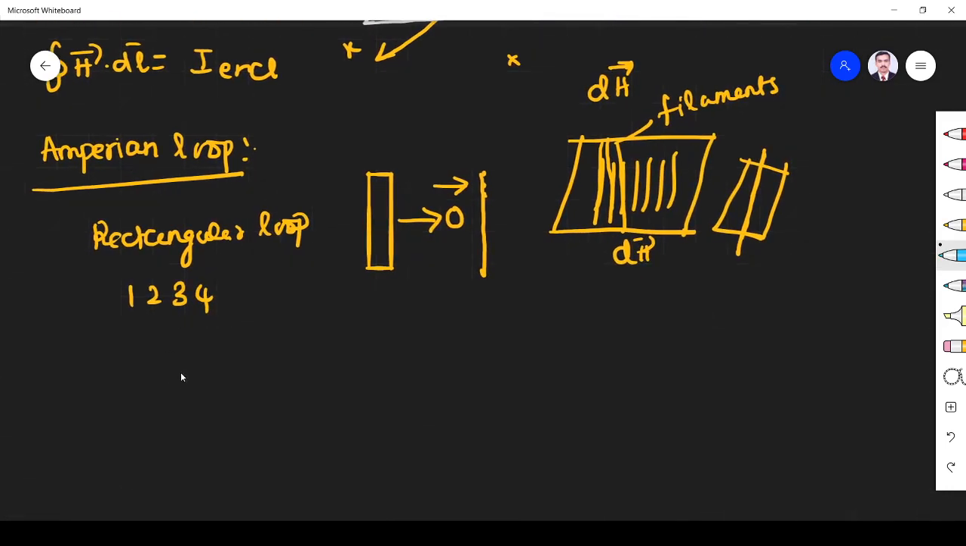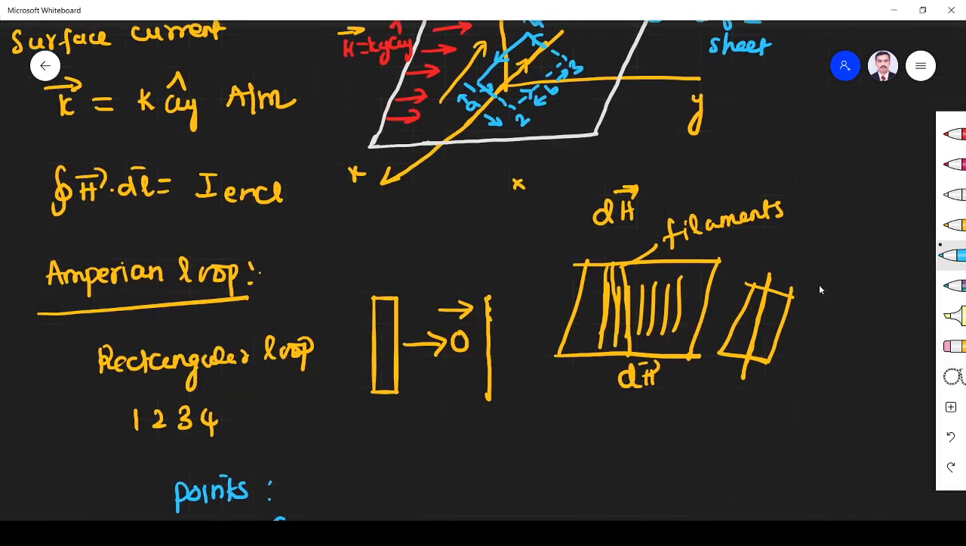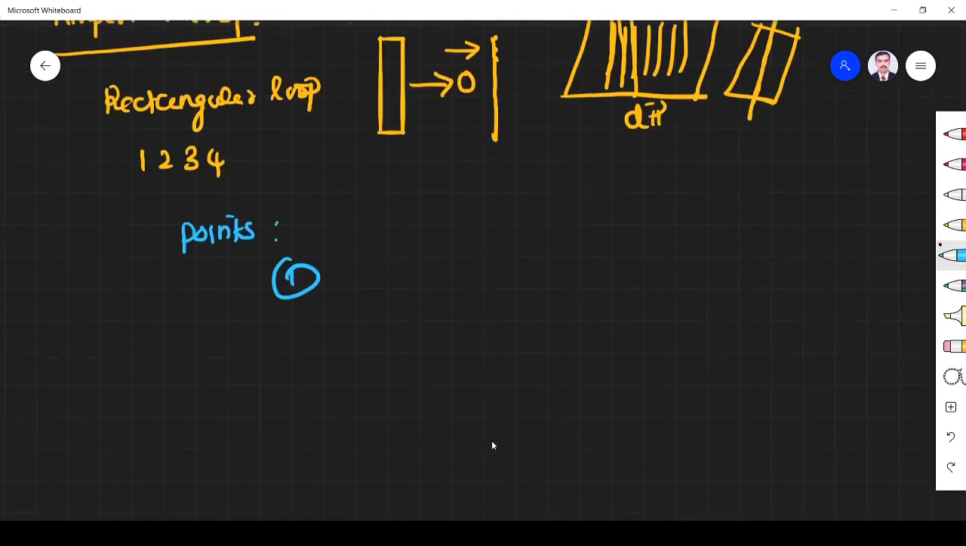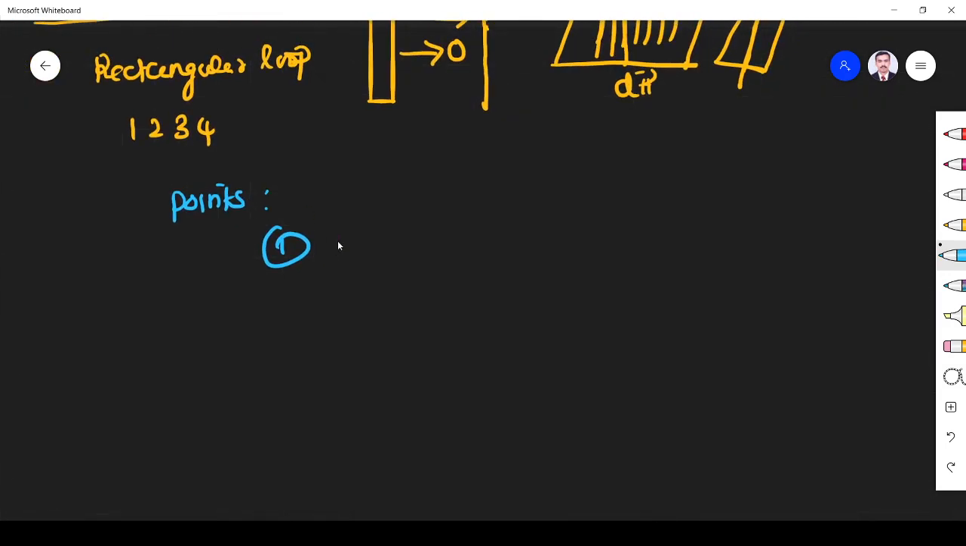Before that, we have to note some important points. From Biot-Savart law we know that current and magnetic field cannot be in the same direction. If you have any doubt, please refer to my video on Biot-Savart law. Current is flowing in the y direction, so there won't be any magnetic field component along the y direction. So Hy is 0: the y component of the magnetic field is 0 because K flows in the y direction.